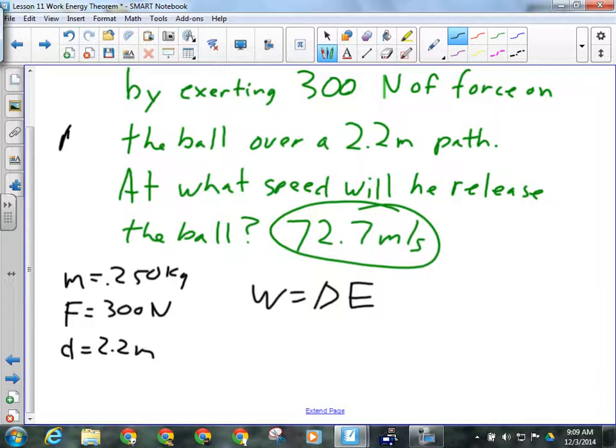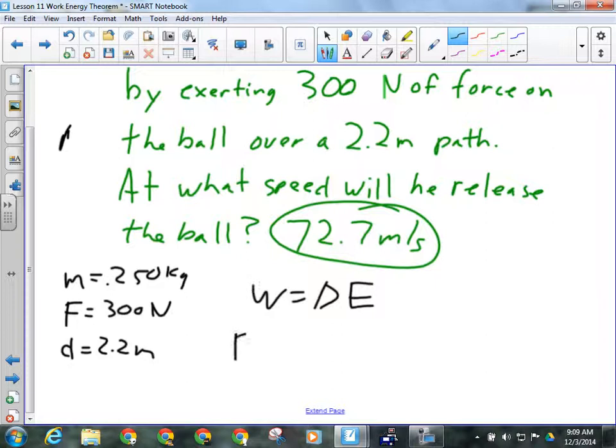Now, when a pitcher is getting ready to pitch, how fast is the ball moving? 0. He's just holding it, right? Even when he gets into his windup, it's not moving. So it's not until he starts exerting that force on it through the throwing action that it starts to change its kinetic energy.